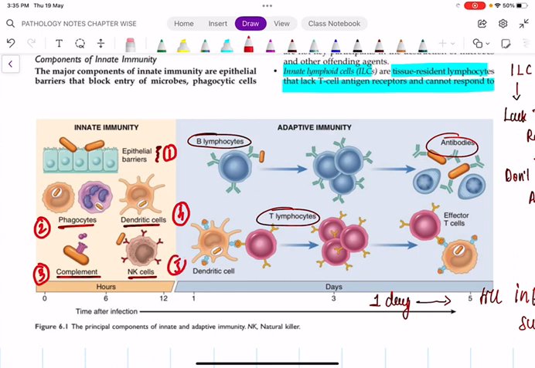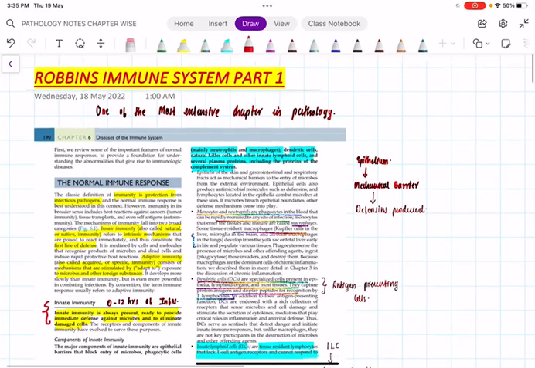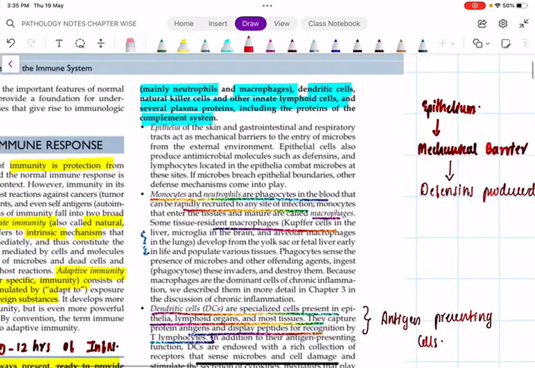Number 5, NK cell. Straight away, MCQ question: all of the following are components of innate immunity except. This will be the MCQ. Once this is done, now let us see. These are the components I have told you: neutrophils, macrophages, dendritic cells and NK cells. And we have something we call ILC. What is ILC? Innate lymphoid cell. Actually the natural killer cells are a type of the ILCs. I will explain that very soon.